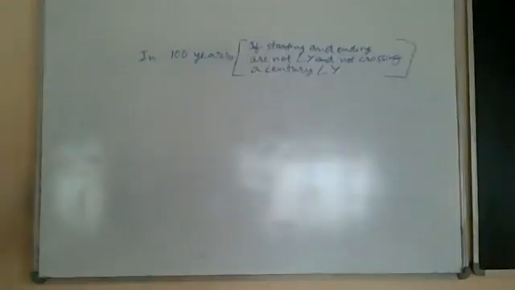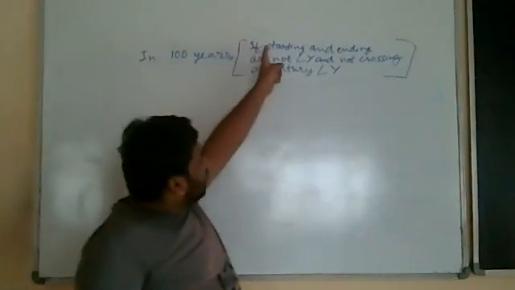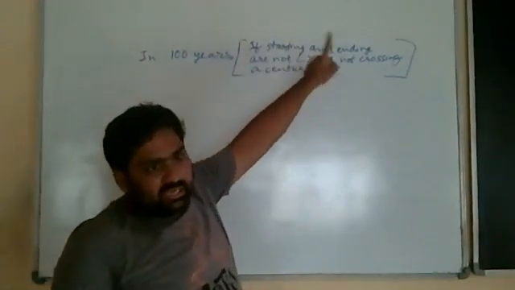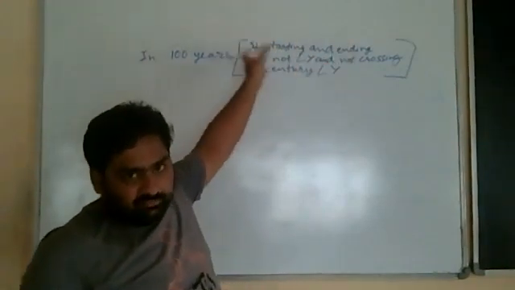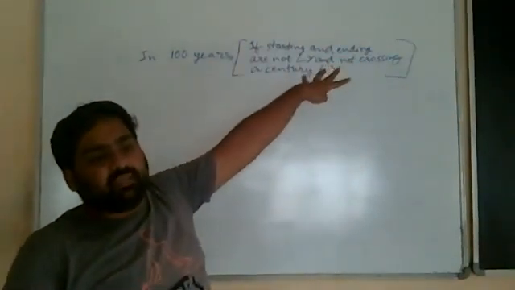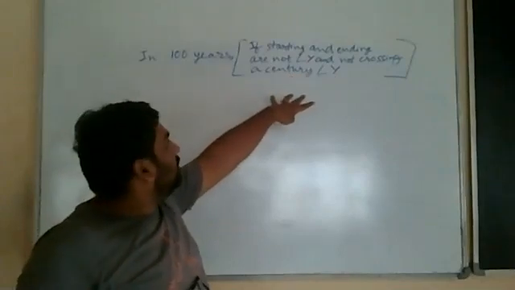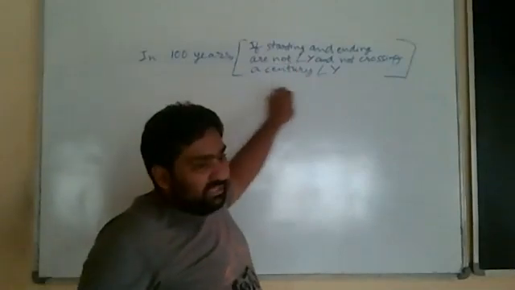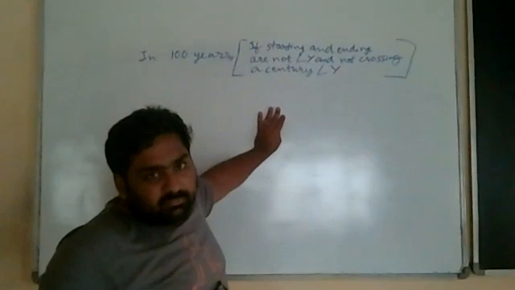Whatever I have written in that box, or in the brackets, that is most important. In every 100 years, the condition is on the starting reference point and the ending reference point. The starting reference year and the ending reference year should not be a leap year. And in between those 100 years, obviously there will be a century year.